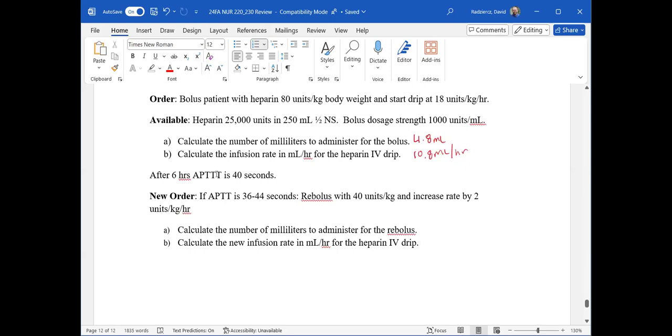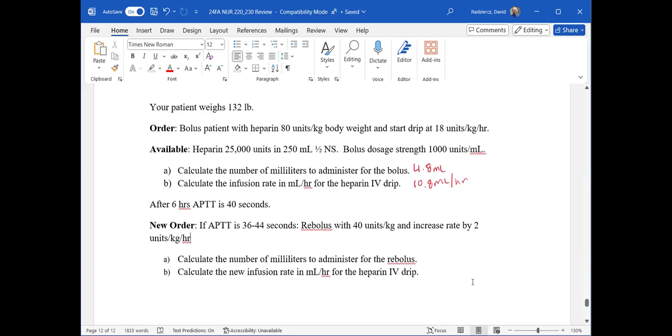Okay. So go ahead and try this next thing here, which is the rebolus with 40 units and increased by 2. So notice that I simplified it for you and I just told you to rebolus and to increase the rate, but we're basing it off of the same 132-pound patient. So go ahead and do those and see what you get.